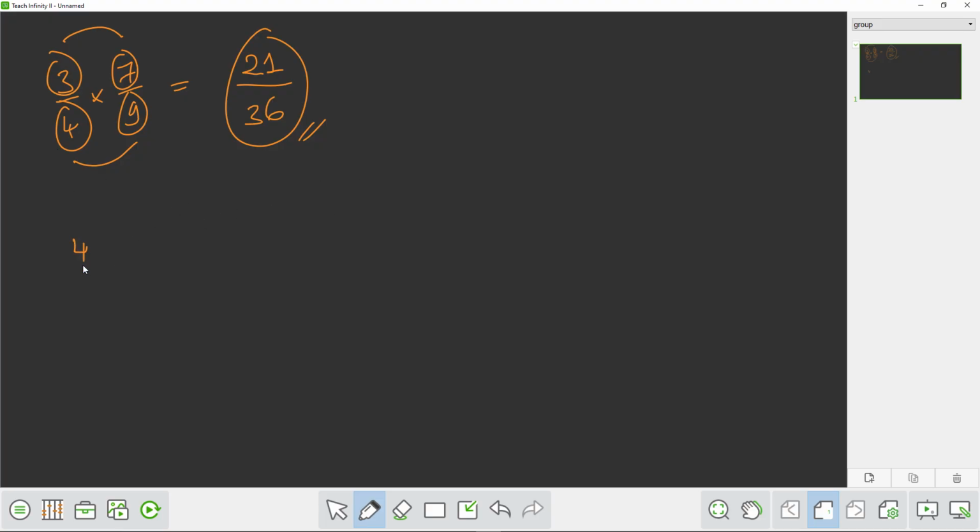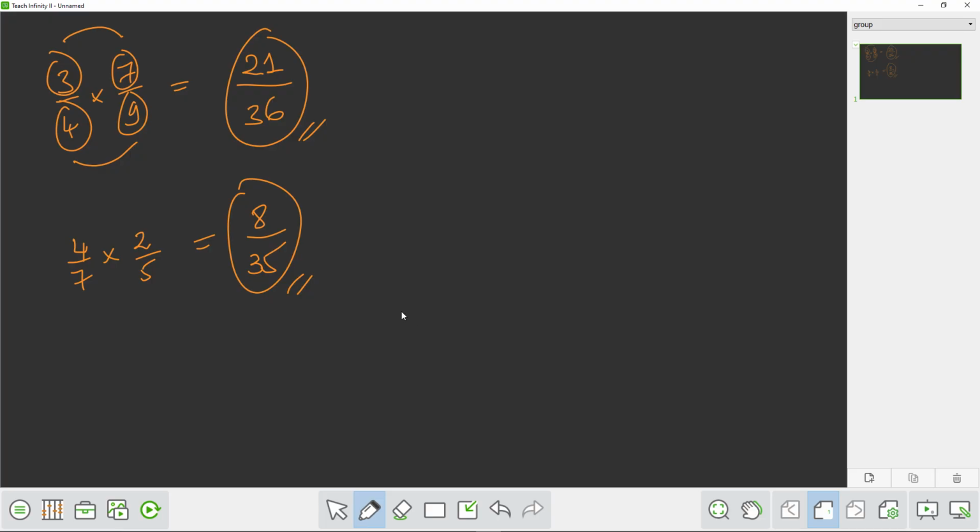Take another one. Let's say 4 over 7 times 2 over 5. Remember, 4 times 2, 8. 7 times 5, 35. The answer is 8 over 35. That's it. Numerator times numerator, denominator times denominator. In multiplication and division, I'm saying it again, you don't need to find the common denominator. You don't need to multiply by any number of your choice. You don't need to look for an equivalent fraction. You just multiply directly. There's a little bit of change in the division.